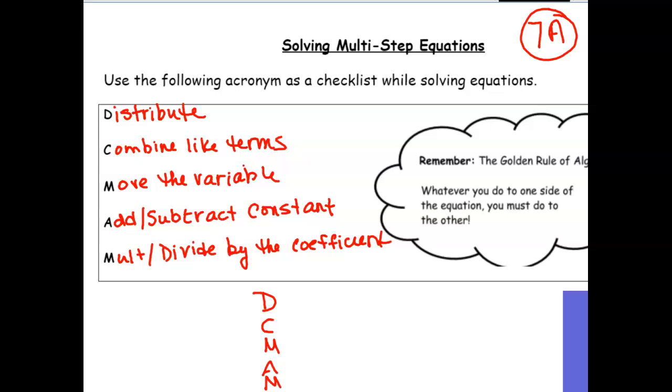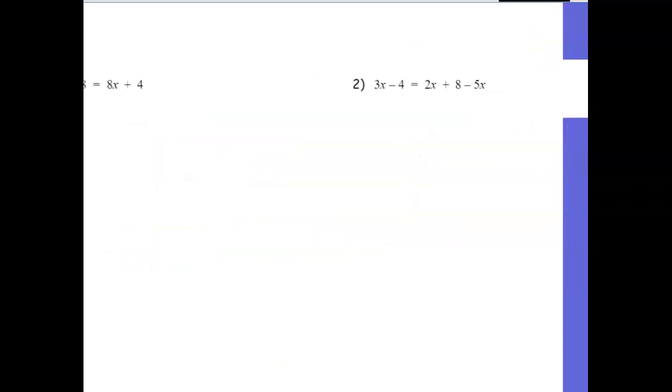We're also going to remember the golden rule of algebra. Whatever we do to one side of the equation, we must do to the other. So it's like keeping that seesaw balanced. All right, so looking at our first example we have here.